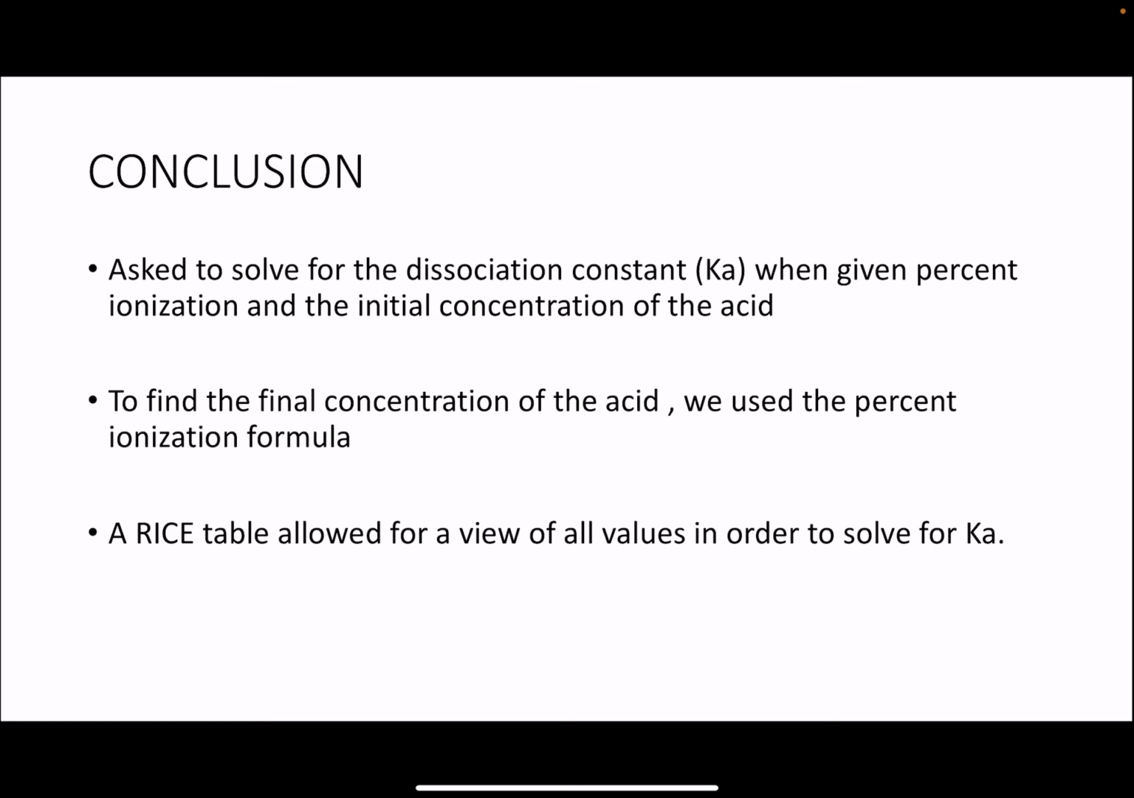In conclusion, we were asked to solve for the dissociation constant, Ka, when given percent ionization and the initial concentration of the acid. To find the final concentration of the acid, we used the percent ionization formula. A Rice table allowed for a view of all values in order to finally solve for our Ka, which was equal to, again, 3.61 times 10 to the negative 5.